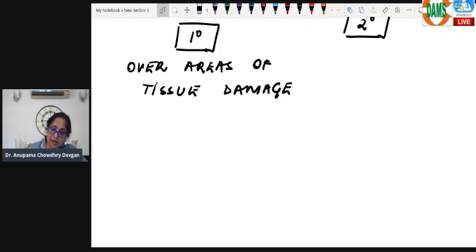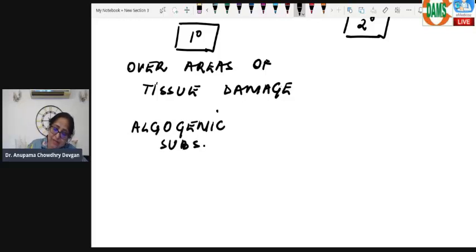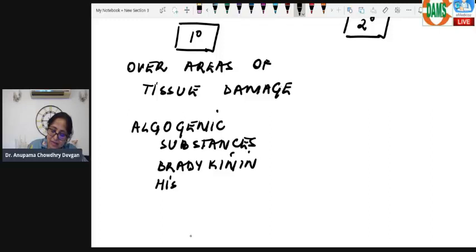Now, what happens over here is, here algogenic substances. What are algogenic substances? Algogenic substances are pain-producing substances. Wherever there is injury, wherever there is inflammation, there are algogenic substances, pain-producing chemicals which are released. Which are these pain-producing chemicals? Bradykinin, histamine. These are released wherever there is injury, wherever there is inflammation.